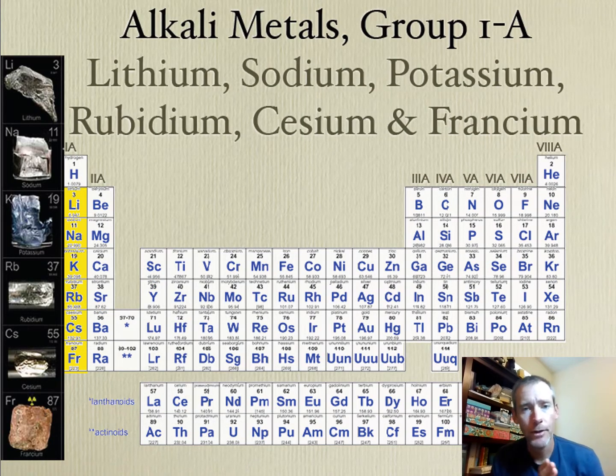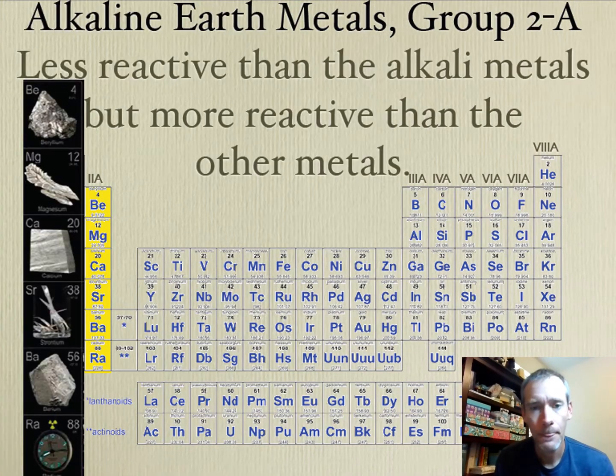All right, first group, group 1, alkali metals: lithium, sodium, potassium, rubidium, cesium, and francium. These are the most reactive metals. Okay, they all have 1 valence electron. The most reactive elements and metals are your cesium and francium. They are very explosive. They will react with water to produce hydrogen gas and explode.